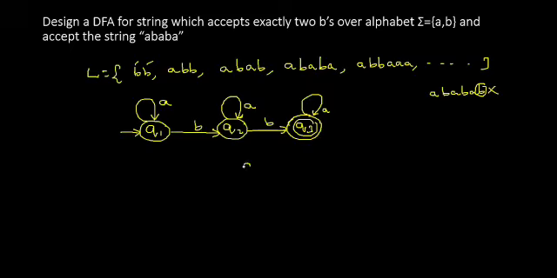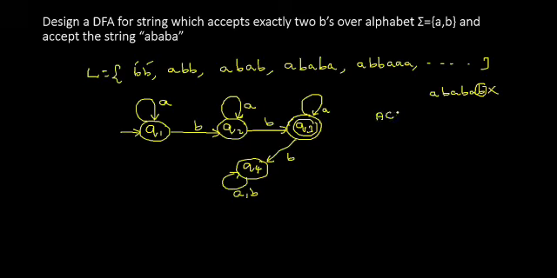So when I get a third B, now you go to the trap state called Q4 and give B over here. And in the trap state, if you get any number of A's and B's, you stay over there. Now this is a diagram for accepting exactly 2 B's, with a trap state. Now what is the string which has been given? I want to accept the string ABABA. Now we will perform the simulation for this.